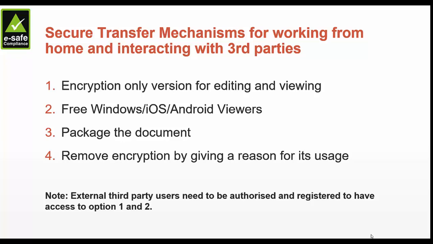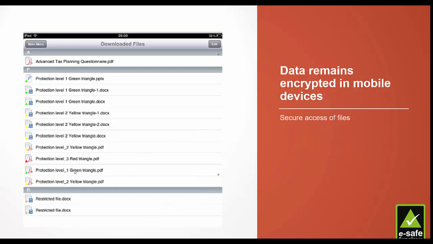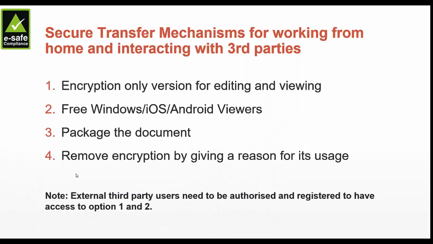Think of it like a PDF viewer and writer. It allows the users to interact with sensitive information seamlessly in their personal devices. And as there are no monitoring elements, they can be rest assured that their privacy is being maintained. Second option is we also have viewers available for Windows, iOS and Android users. Users can simply install the apps on their mobile devices and can access the information seamlessly in a secure fashion. The third option is to package the document, and the fourth option is to remove encryption by giving a reason, which I will showcase to you shortly.